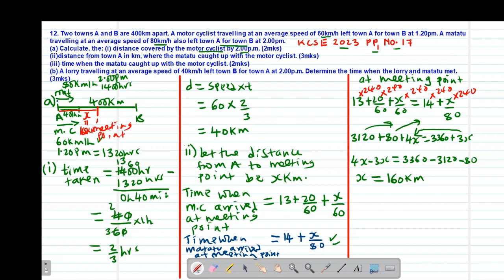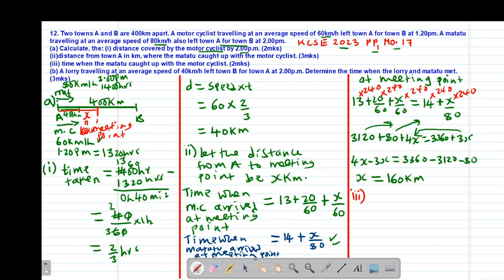So that is part B, Roman 2, the distance from A in kilometers where the Matatu caught up with the motorcyclist. Good. Then we move to Roman 3 of the question. In Roman 3, they want us to compute the following.